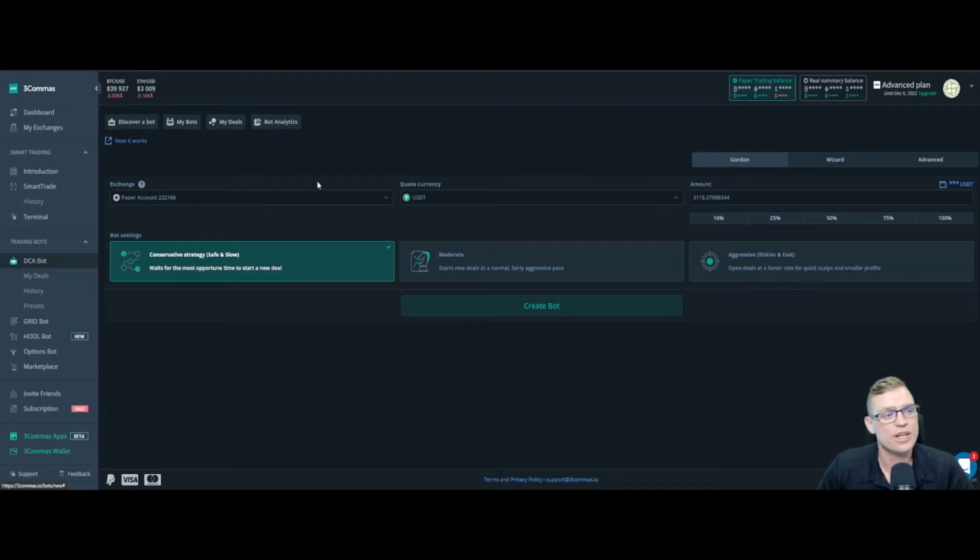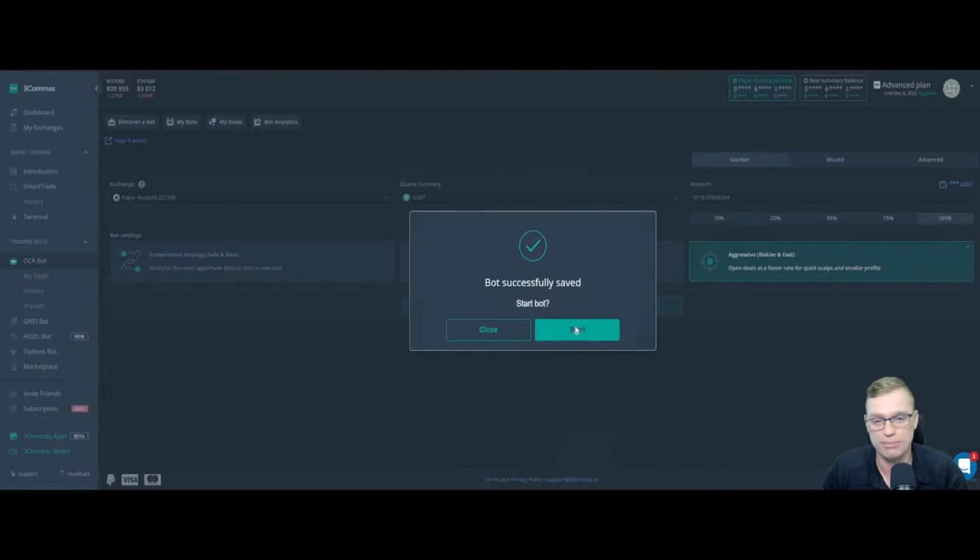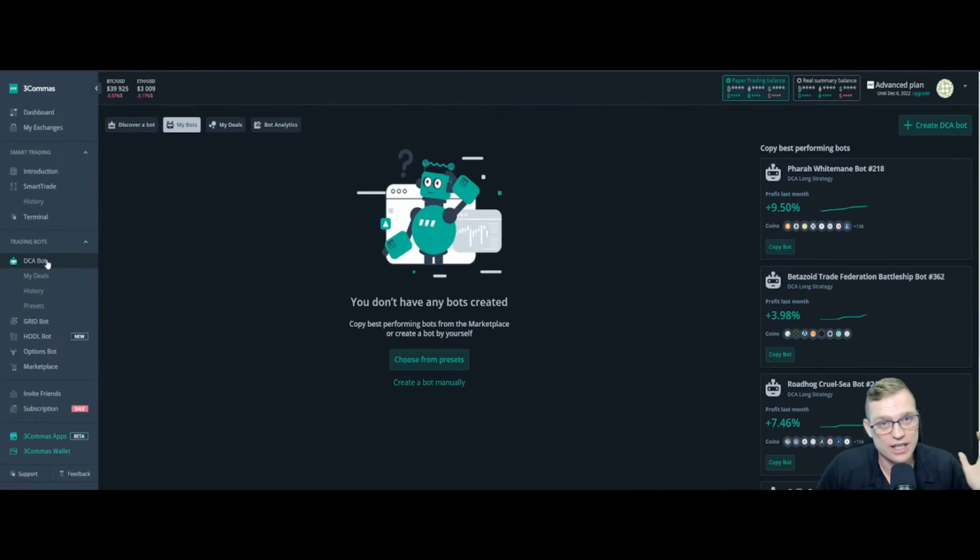So in this case, we can see that we have an exchange selected. We need a quote currency. What currency are we going to be trading with? Well, in this case, we can do USDT, for instance, and let's go aggressive. Now to create the Gordon bot, it's as simple as clicking create bot. So briefly, that is the Gordon bot.